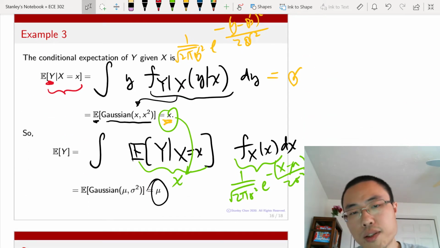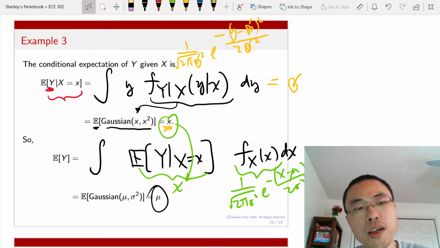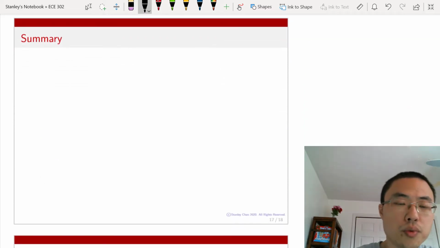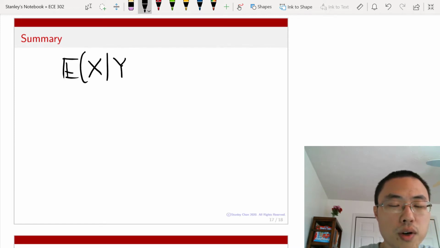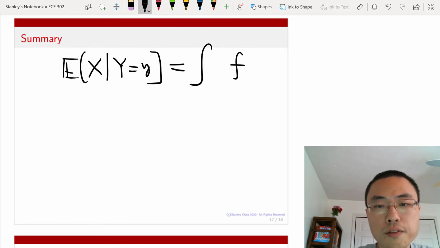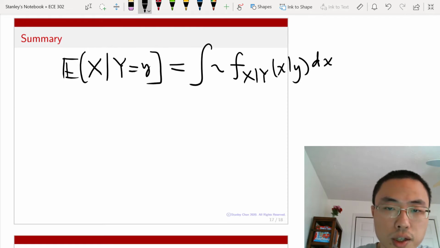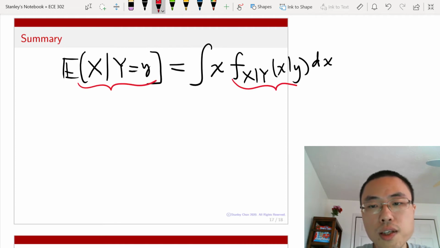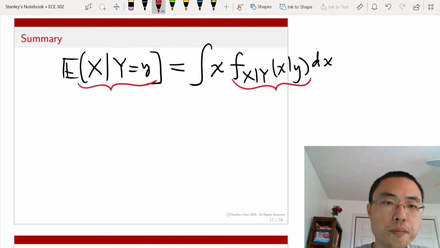So I hope that this example has given you some ideas of what we really mean by conditional expectation and also the ordinary expectation, and how we link the two. To summarize, I want to mention a few points. One is the expectation of x given y equals small y. This is the integration of x times f of x given y dx. And don't forget there's an x over here. Whatever expectation you're taking, you need to fit in the correct PDF.